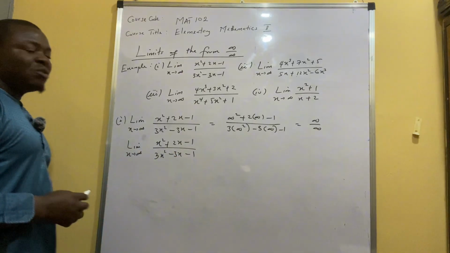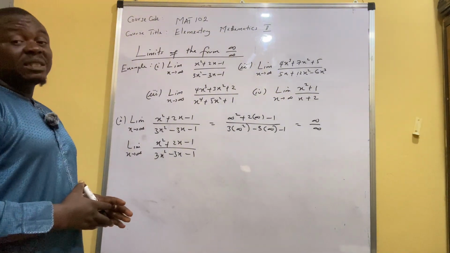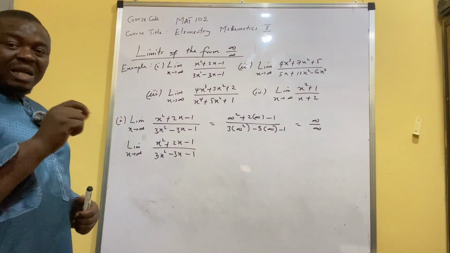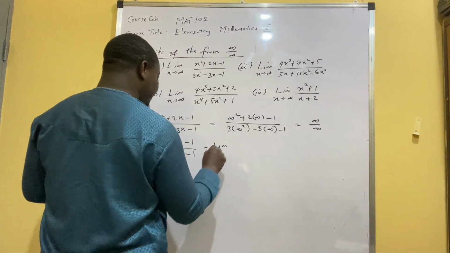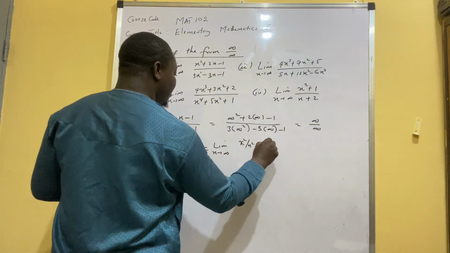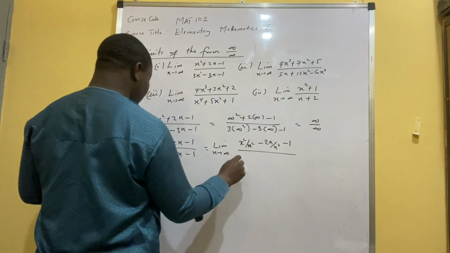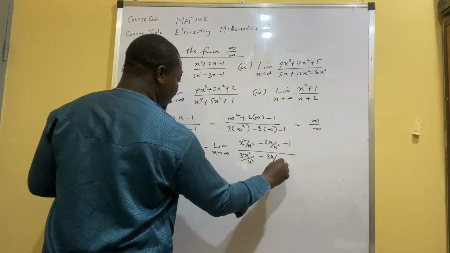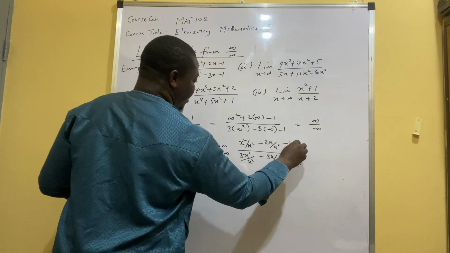we look for the highest power of x in the function. The highest power of x is 2, so we have x squared as the highest value. Now we divide each term by x squared. So we have the limit as x tends to infinity of x squared over x squared minus 2x over x squared minus 1 over x squared, divided by 3x squared over x squared minus 3x over x squared minus 1 over x squared. The constant term ought to be divided by x squared as well.